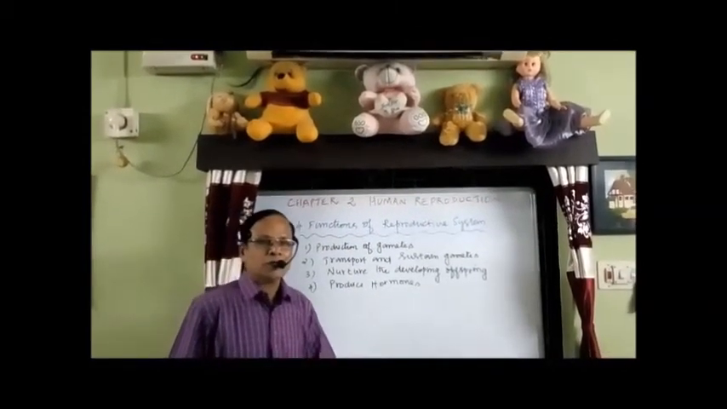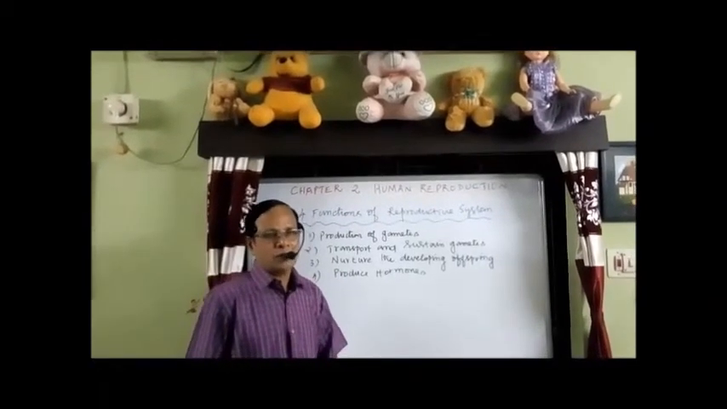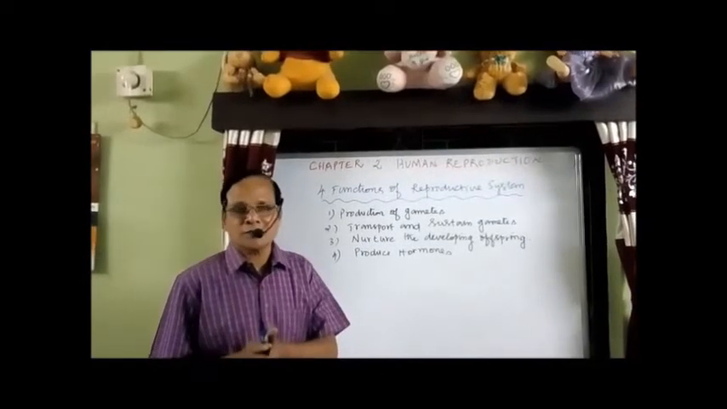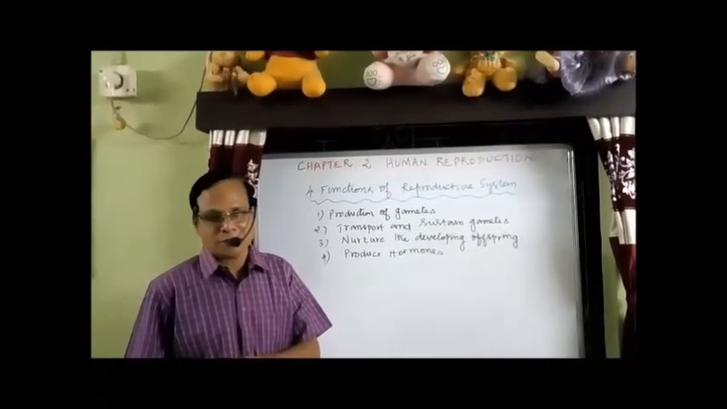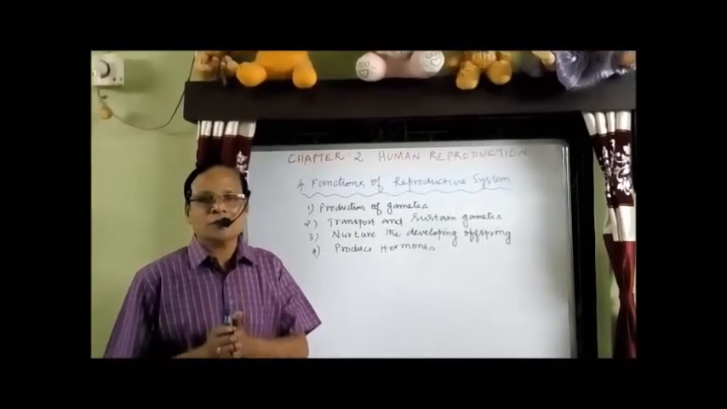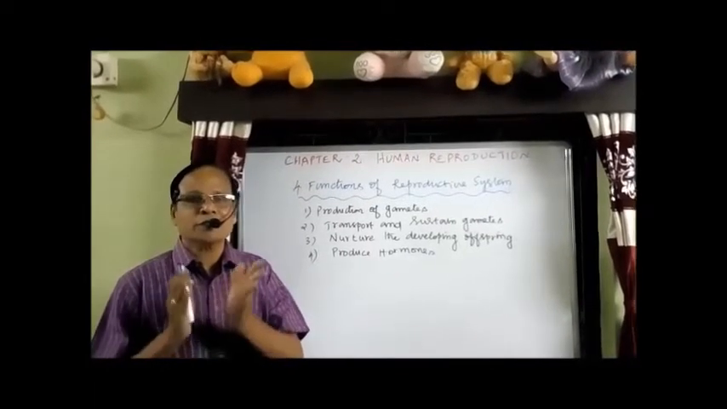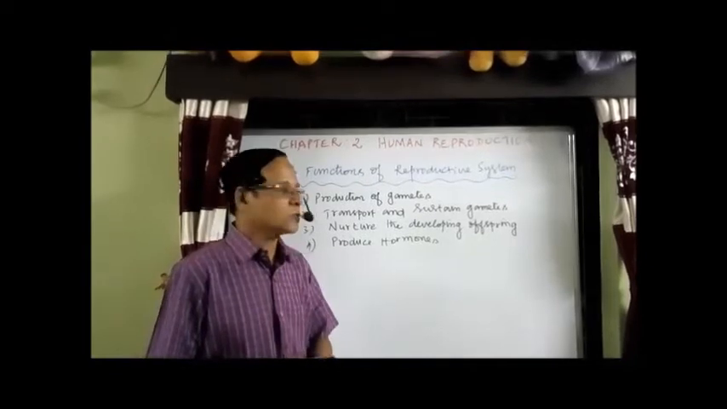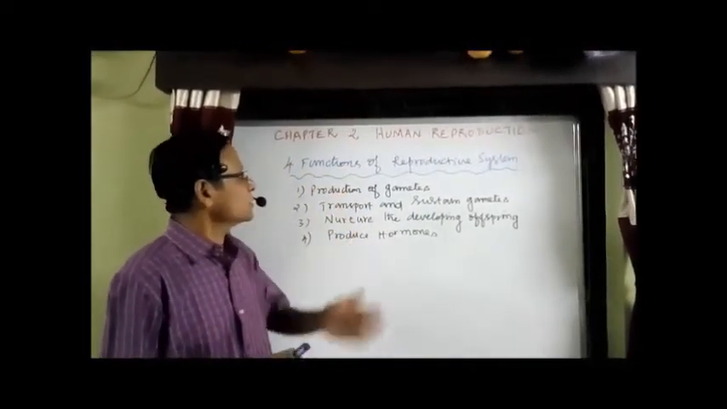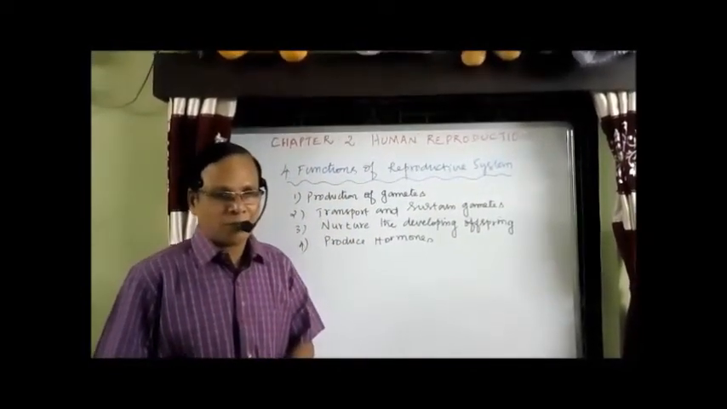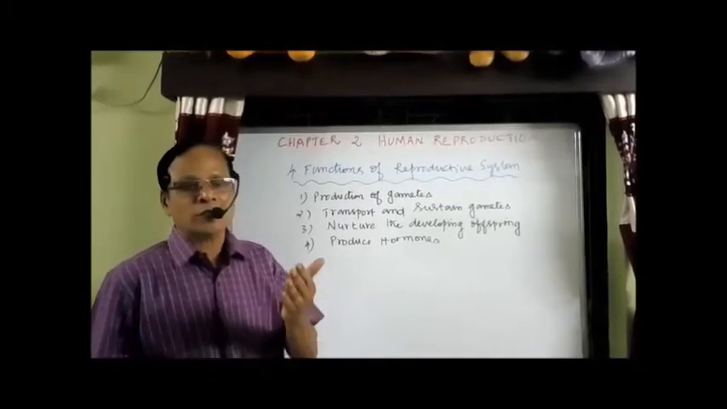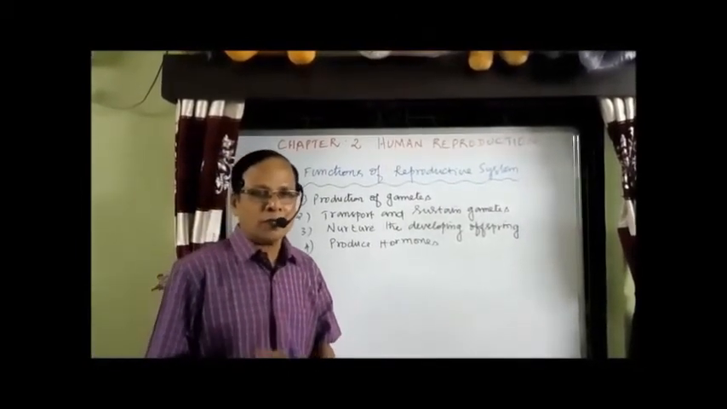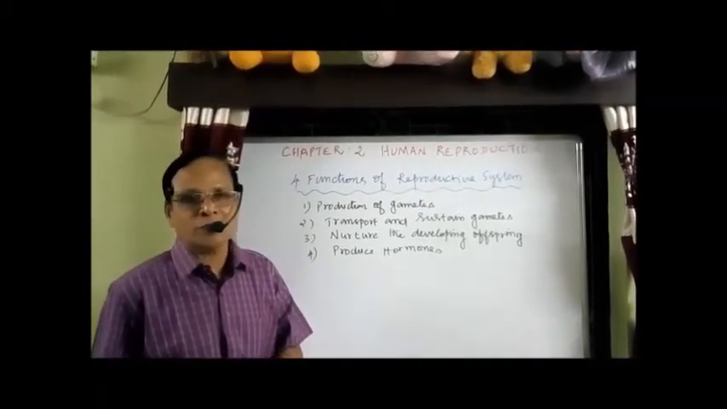Now what is the importance of human reproduction? The human reproductive system is essential for the survival of the species. The survival of the species depends on the human reproductive system. Now what are the four major functions performed by the human reproductive system? Number one, production of gametes, the units of reproduction. Male and female gametes, namely the sperm and egg.